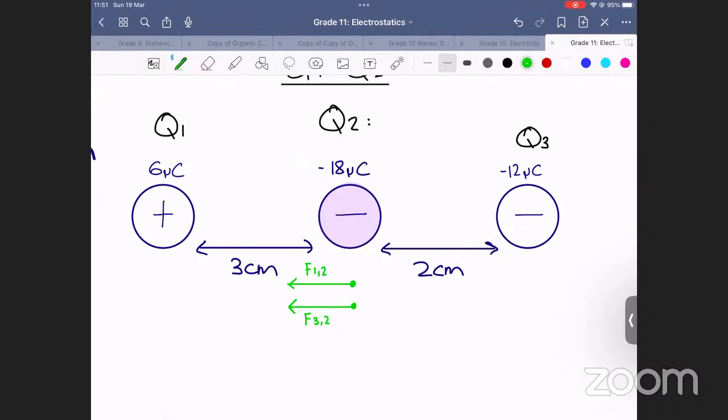So again, we don't care about Q3 and how Q3 is affected. We care about how Q2 is affected. Q2 is affected by a left force because it's being repelled away from the right. It's being attracted towards the left, towards Q1, and it's being pushed to the left again by Q3.